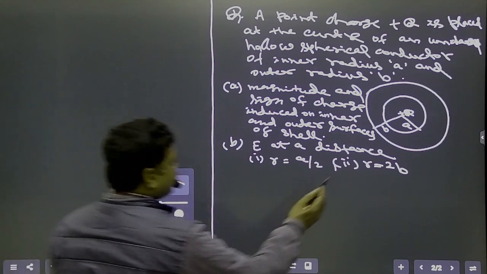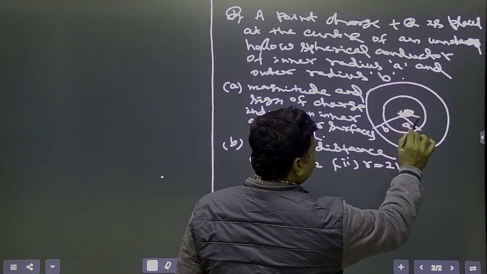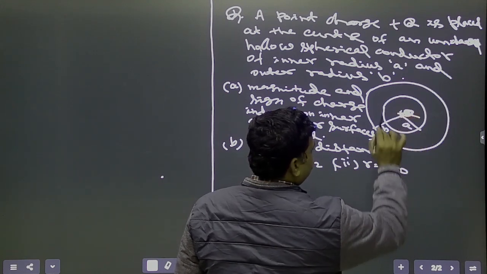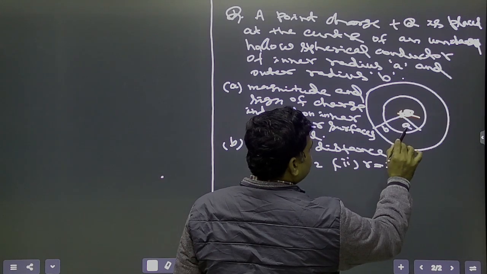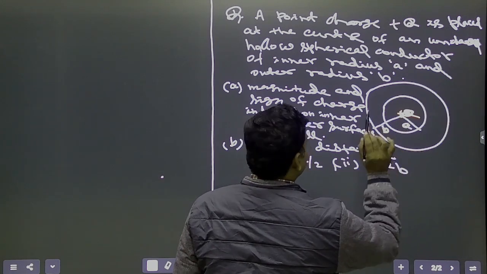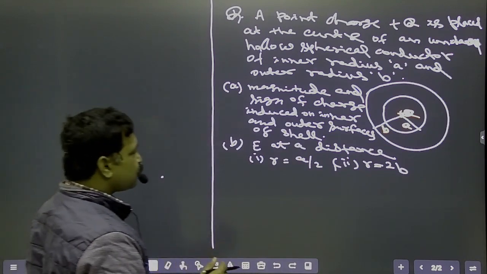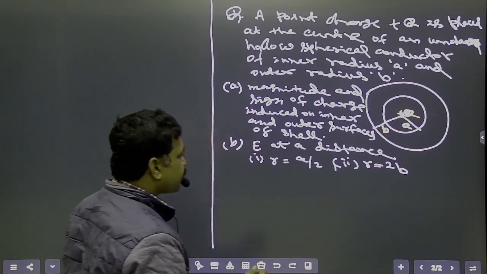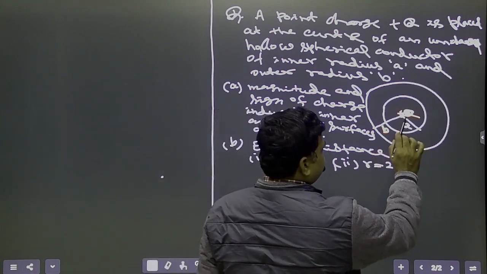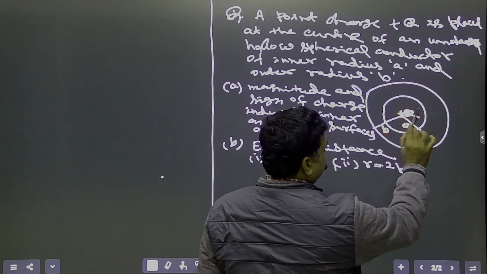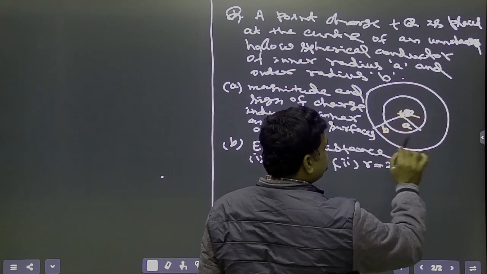So you can see from this diagram, in the question it is given charge plus Q is at the center and the inner spherical shell and outer spherical shell. The inner spherical shell radius is A, outer is B. The question asks the magnitude and sign of charge induced on the inner and outer surfaces of the shell. By the principle of induction, suppose there is a positive charge, so definitely the induction will be on the other surface of this spherical shell.